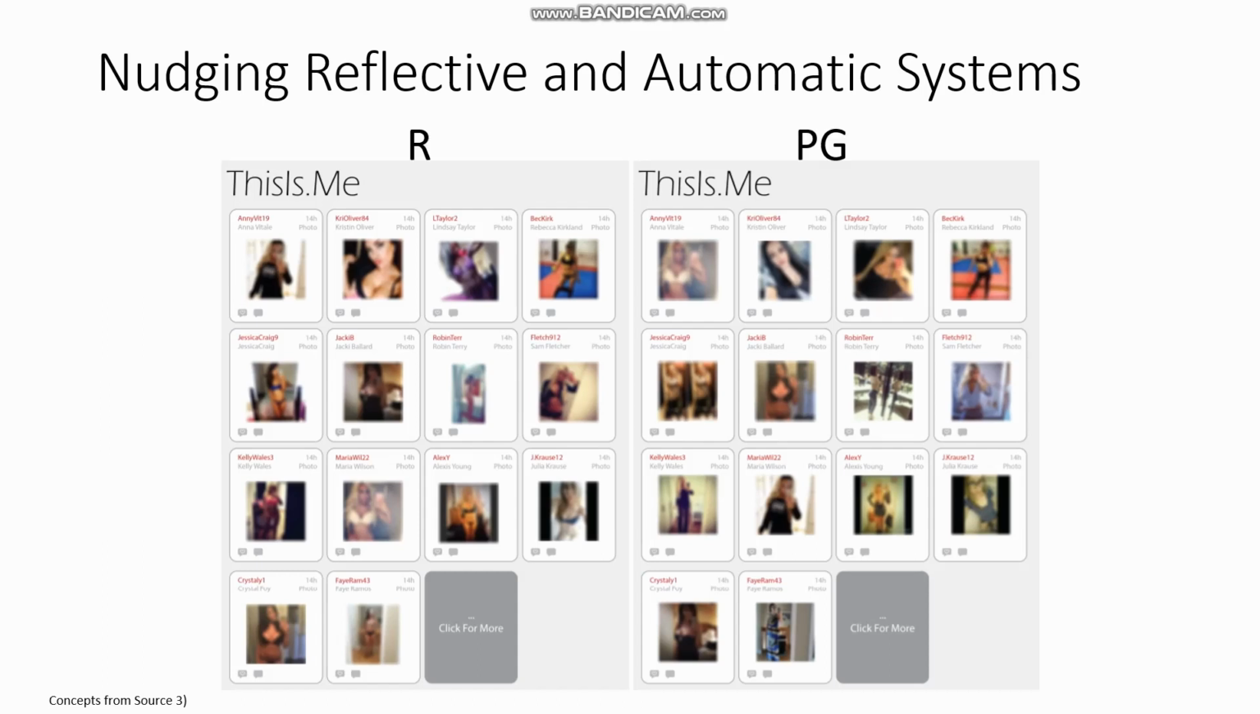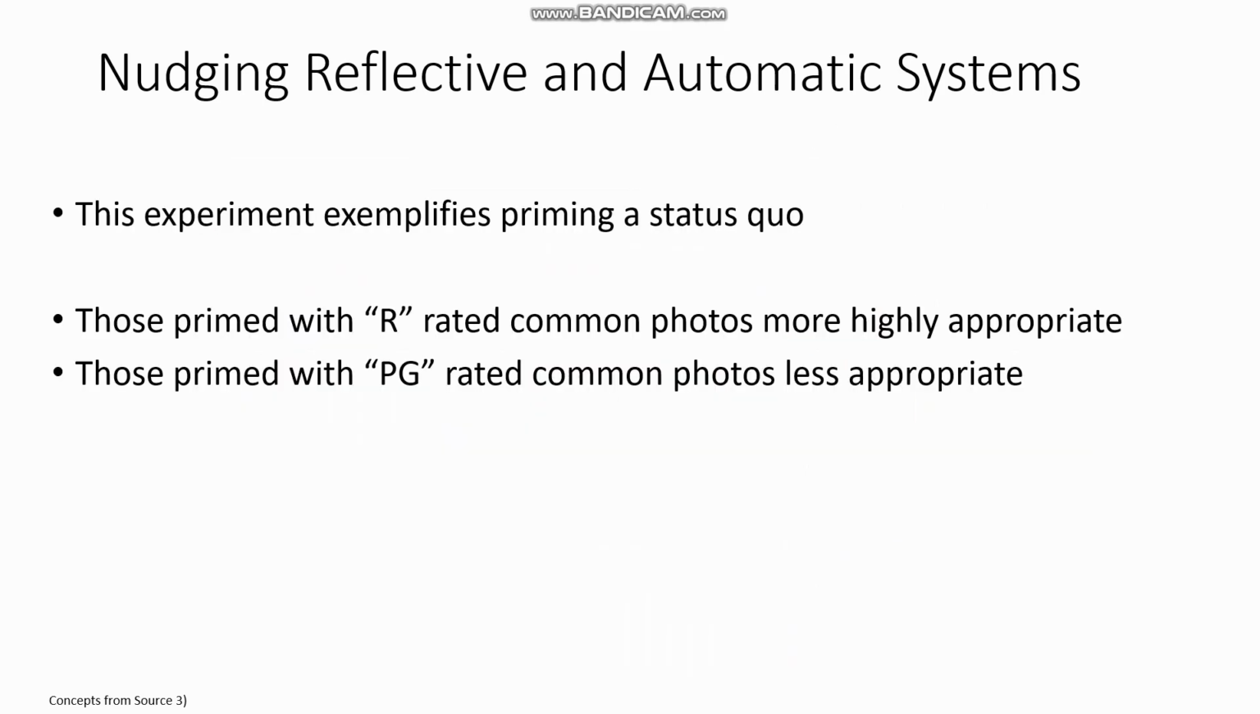There are two pairs of pictures, two PG and two R, that are common to both sets. This is establishing a status quo by priming the user with an expectation of the website. People were asked to rate the appropriateness of the photos. Those primed with the R set were more likely to rate highly the appropriateness of the common photos, while those primed with the PG set were more likely to rate the appropriateness lower.